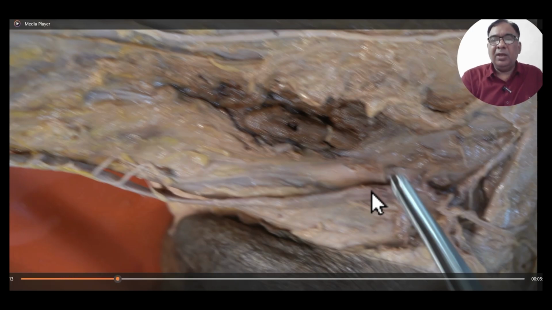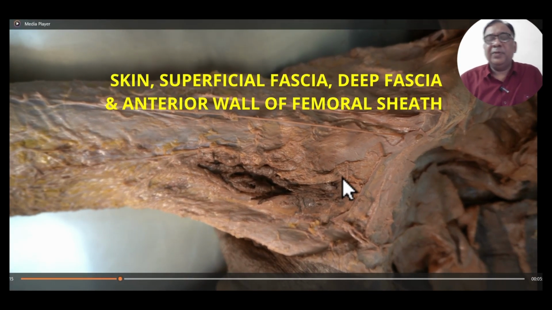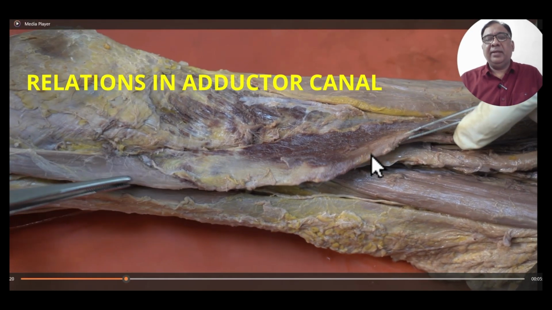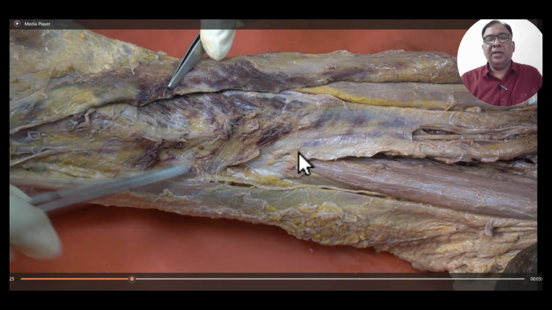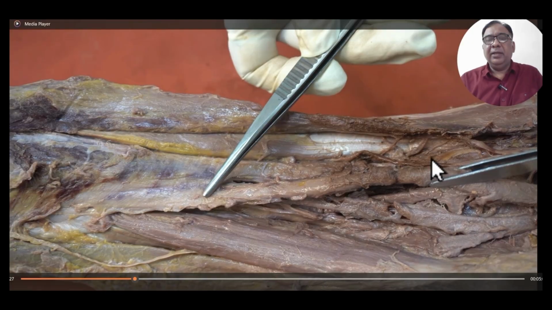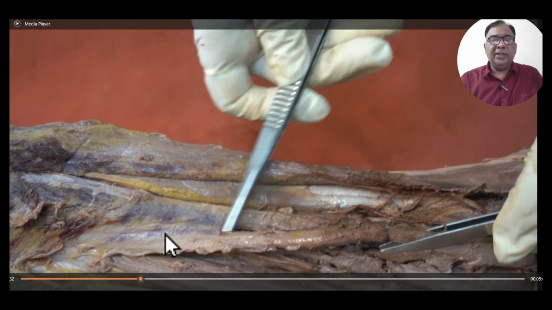Superficial relation of femoral artery. Superficially it is related with skin, superficial fascia, deep fascia and anterior wall of femoral sheath. Now relation of femoral artery in adductor canal. This is adductor canal. This is also called subsartorial canal. Femoral artery enters in adductor canal. This femoral artery enters in adductor canal.